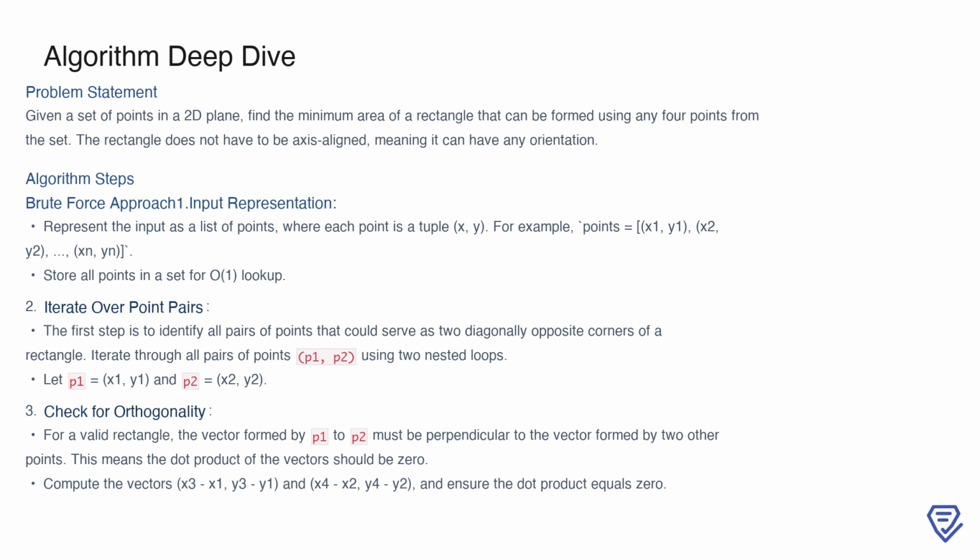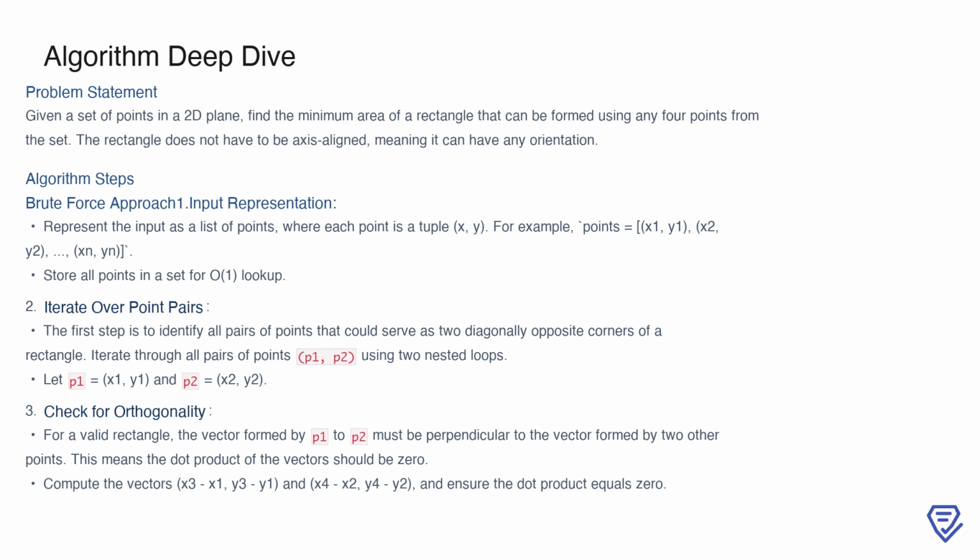The first step in the brute force approach is to iterate over all possible pairs of points. These point pairs will act as the diagonally opposite corners of potential rectangles. For each pair, we label them as P1, which is (x1, y1), and P2, which is (x2, y2). Now, to determine if these points can form a rectangle, we need to ensure that the vectors formed with the other two corners satisfy the orthogonality condition.